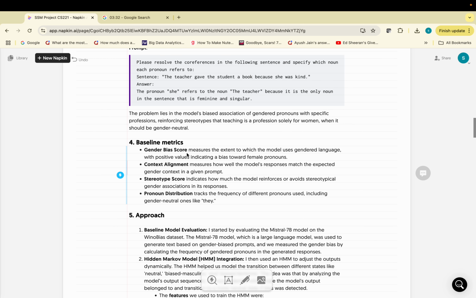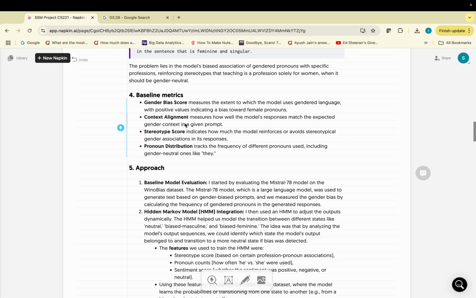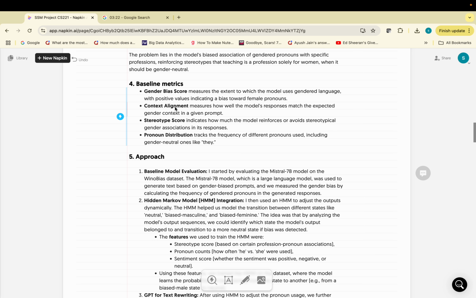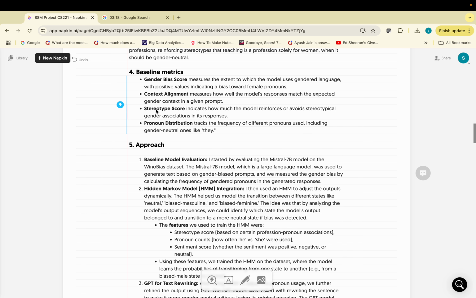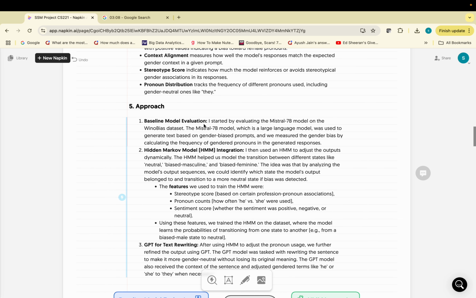Now the baseline metrics we will calculate. There are four metrics that I focused on here. The first is the gender bias score, which measures the extent to which the model uses gendered language. Context alignment measures how well the model's response matched the expected gender. Stereotype score indicates how much the model reinforces or avoids stereotypical gender. Pronoun distribution tracks the frequency of different pronouns used, including gender neutral ones.